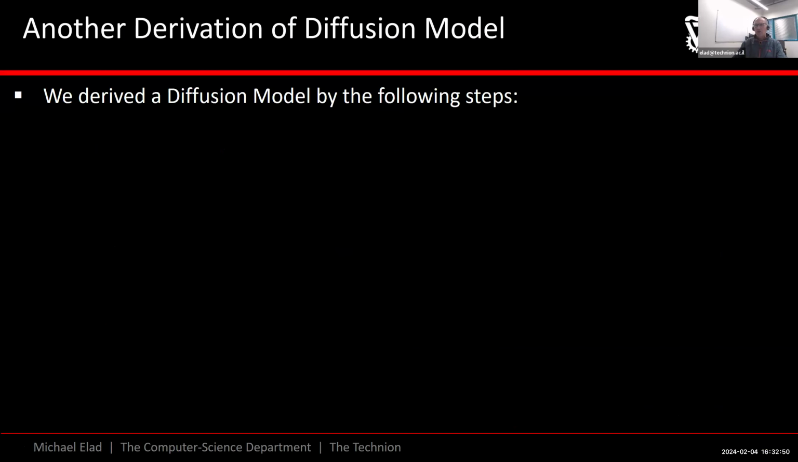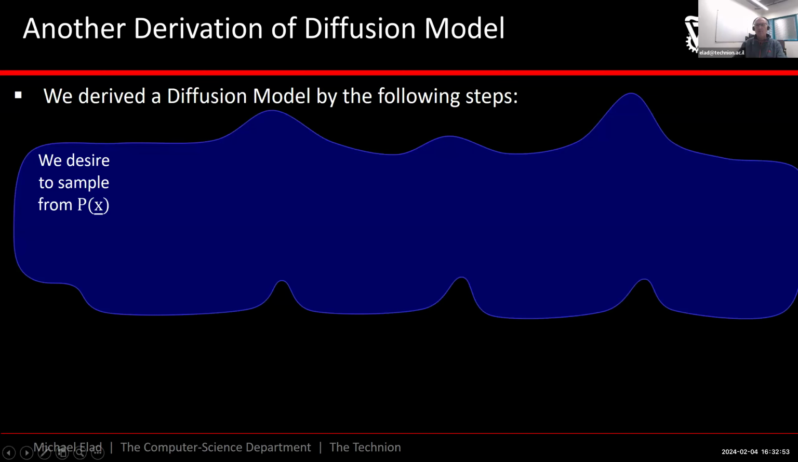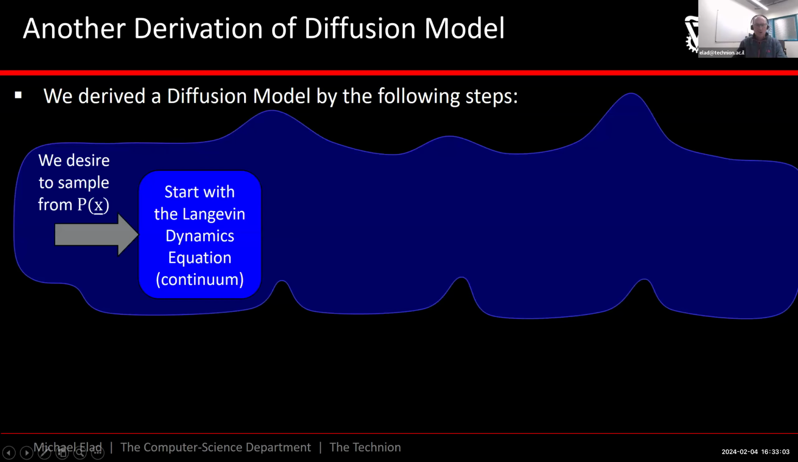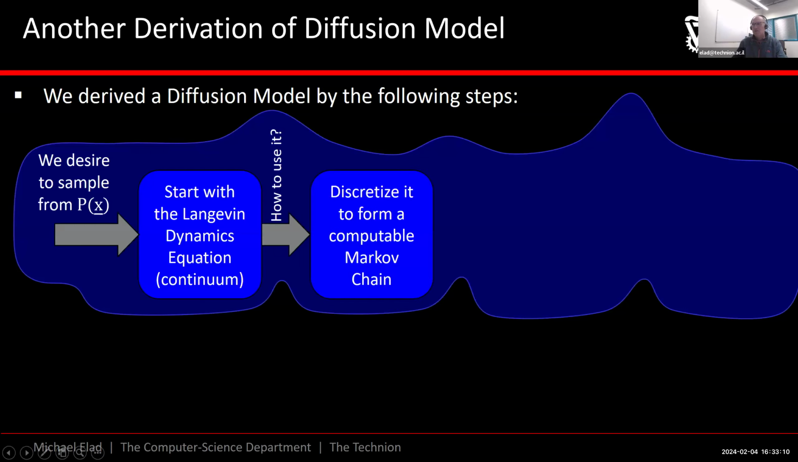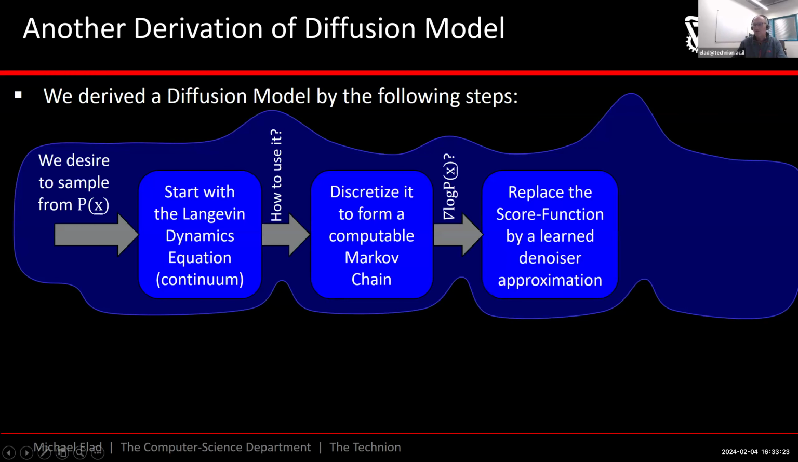Let me remind you how we started. We wanted so much to sample from a probability density function P of X of images. We wanted and still want. This is our main goal here. And so we came up with the Langevin dynamics, which is a promised way to achieve exactly that. The problem is it's defined in the continuum, so we had to discretize it. So we did the discretization and got a Markov chain of operations that take us from pure noise all the way to good-looking images. The problem was that within these equations, we needed access to the score function.